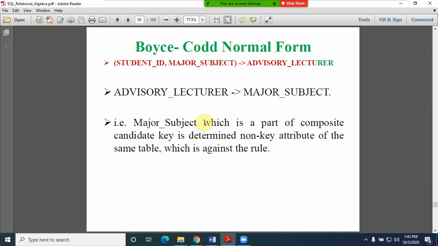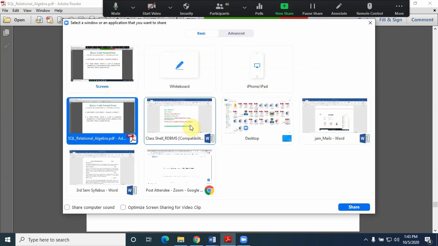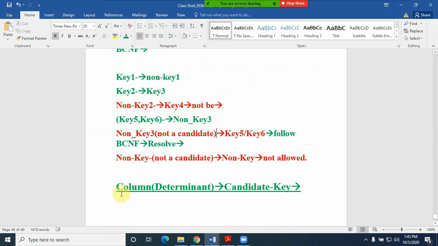Of course advisory lecturer can be used to generate the major subject, but our problem is not that. Our problem is this advisory lecturer is a non-key. It's not a key, because as per the definition, friends, whatever is on the left side, this advisory lecturer which is the determinant, every determinant should be a candidate key. That's what I am telling. If you observe the definition, whatever column I am having on the left side, that should be a candidate key. Then only you can achieve the proper results.